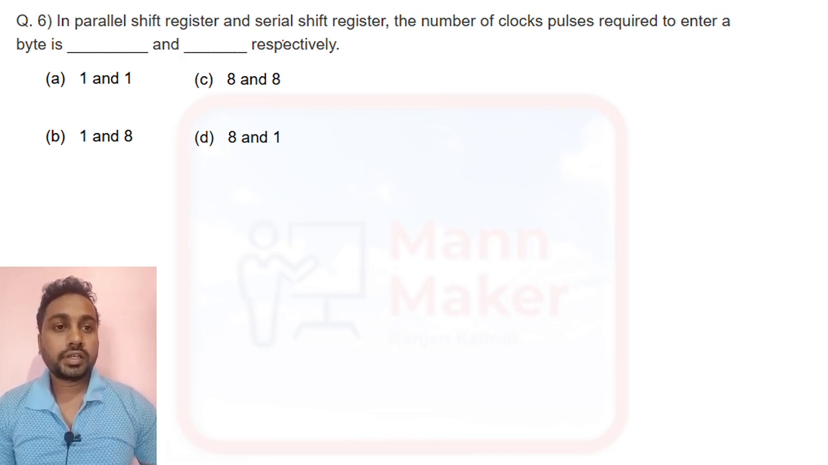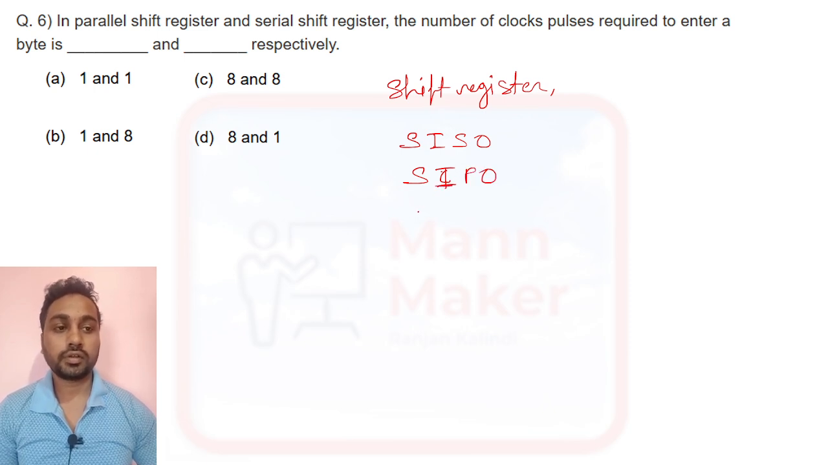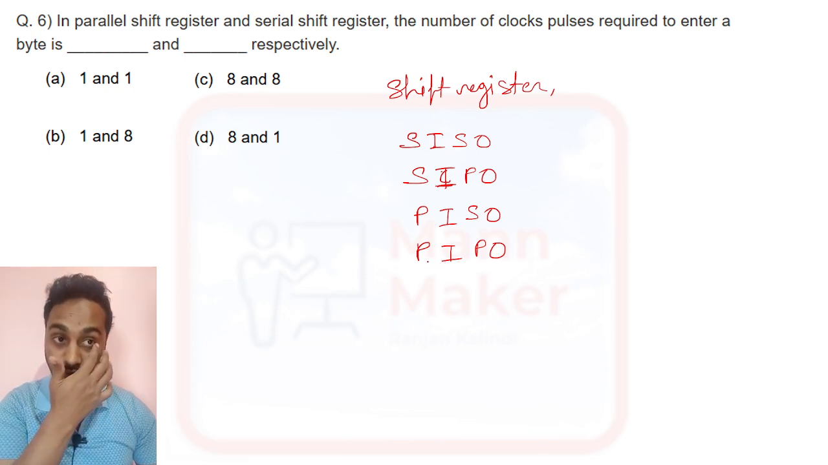In a parallel shift register and serial shift register, the number of clock pulses required to enter a byte is dash and dash respectively. So they are asking about parallel shift register and serial shift register. If we talk about shift register, we have four kinds: serial in serial out, serial in parallel out, parallel in serial out, and parallel in parallel out. Four kinds of shift register we have in digital electronics.